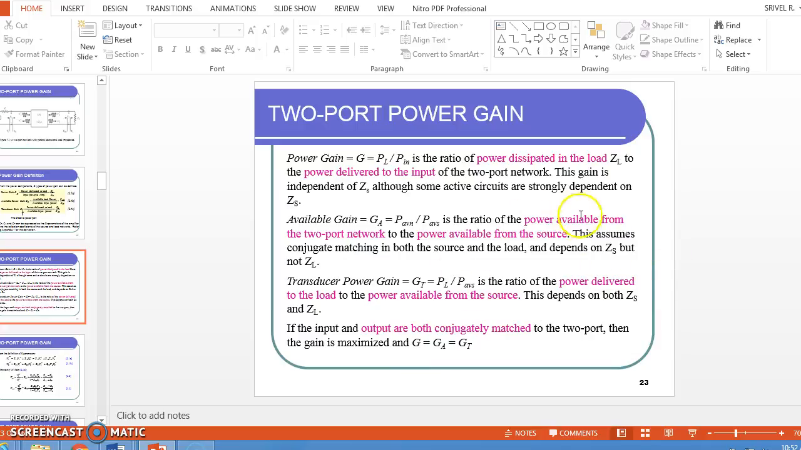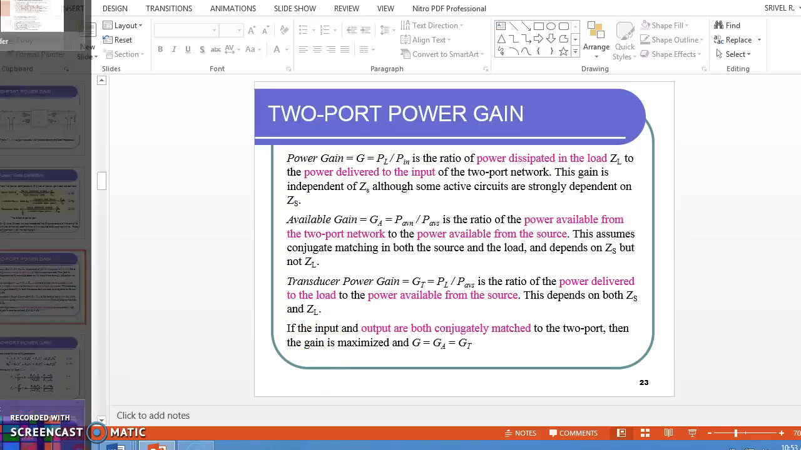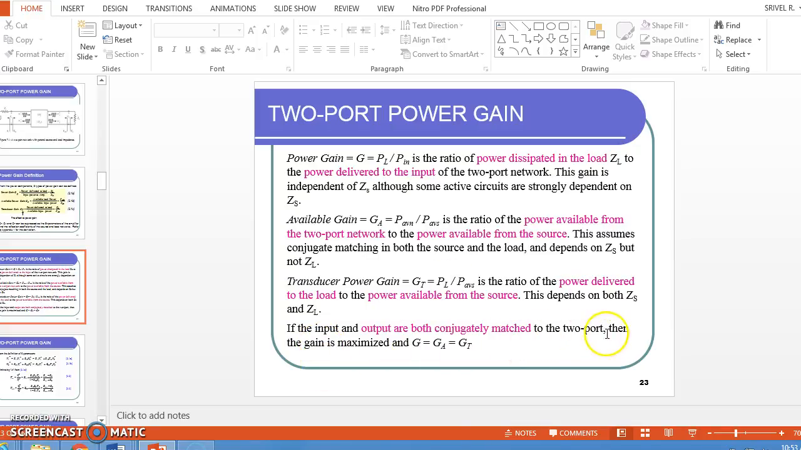Then available gain, the ratio of power available from the 2-port network to the available power from the source. This assumes conjugate matching in both source and load, and depends on ZS but not on ZL. Then transducer power gain, GT, is the ratio of power delivered to the load to the power available from the source. This depends on both ZS and ZL. If the input and output are conjugately matched to the 2-port network, then the gain is maximized.